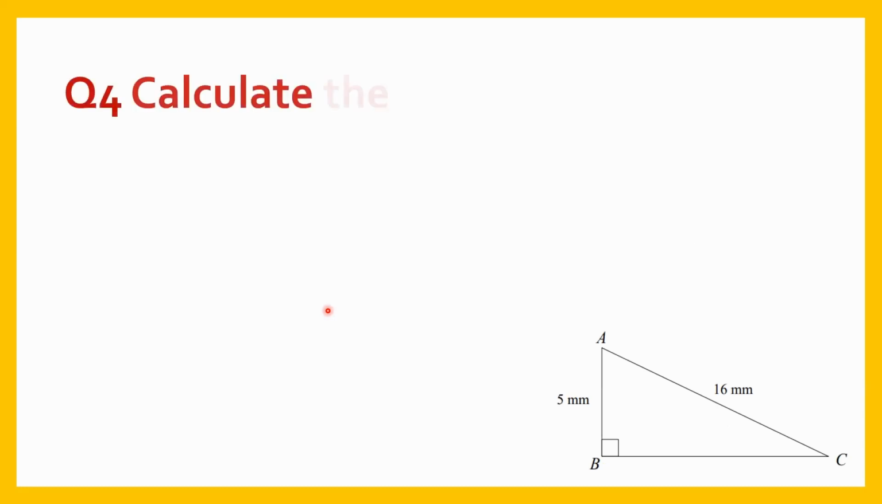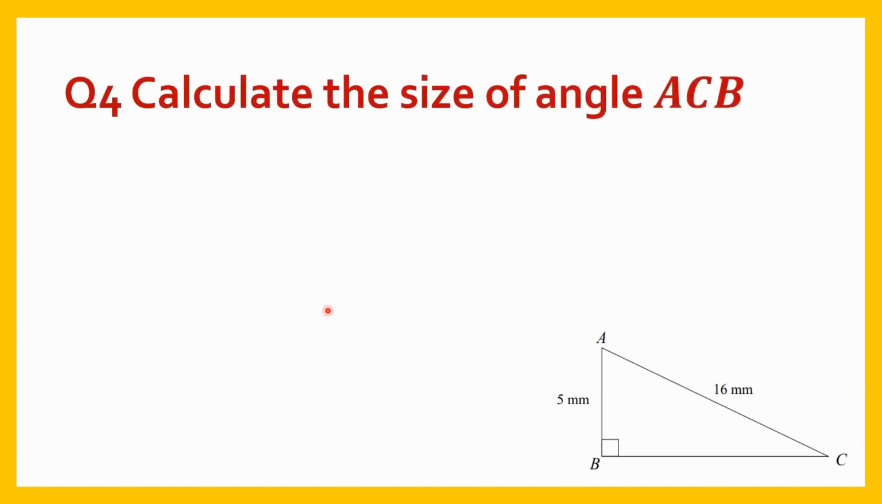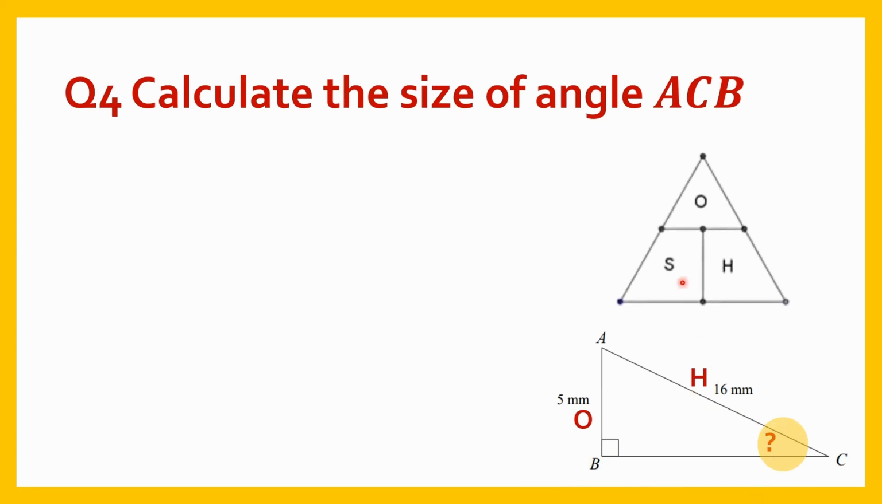Question 4. Calculate the size of angle ACB. So it's that one here. Mark it with a question mark. The hypotenuse is 16 millimeters, opposite 90 degrees, the longest side. The angle of interest is angle C. For angle C, 5 millimeters is the opposite side. So we have O and H, therefore we're using sine. Sine equals opposite over hypotenuse.